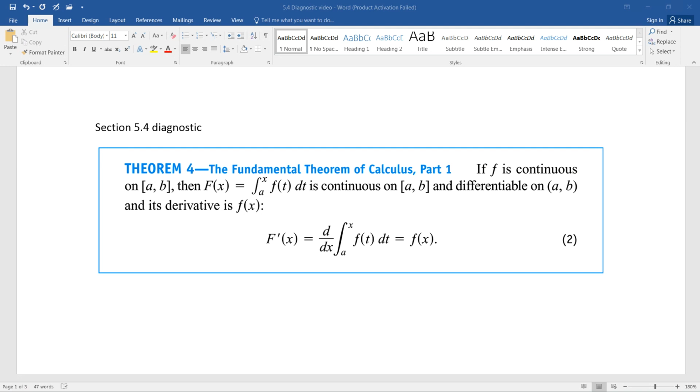What this theorem says in a nutshell is that the definite integral and the derivative are in some sense opposites of each other. In a similar way that multiplication and division are opposites, or addition and subtraction are opposites, the process of finding a definite integral and the process of finding the derivative of a function are in some sense opposites. And to see what this means, let's look at the theorem and look at some examples.